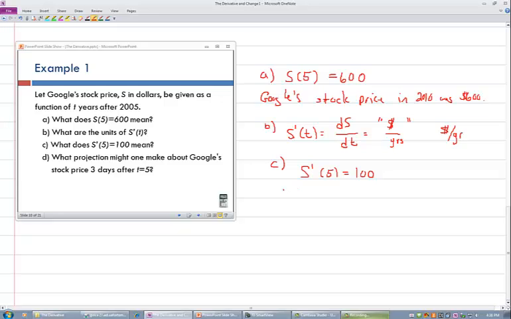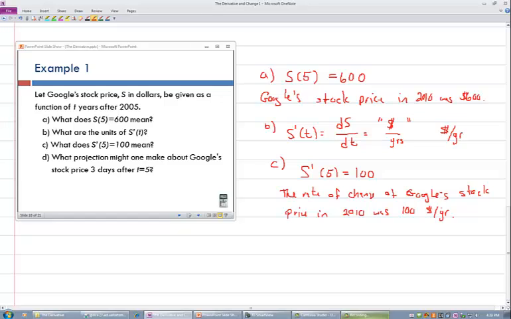So let's write it like this: the rate of change of Google's stock price in 2010 was, and we can just say $100 per year. Sometimes people like to say was increasing at $100 per year, but I think $100 per year, it's sort of obvious that it's also increasing.